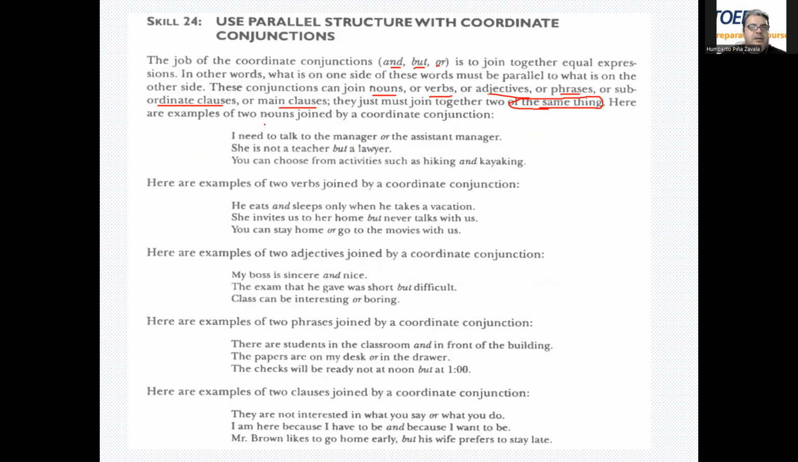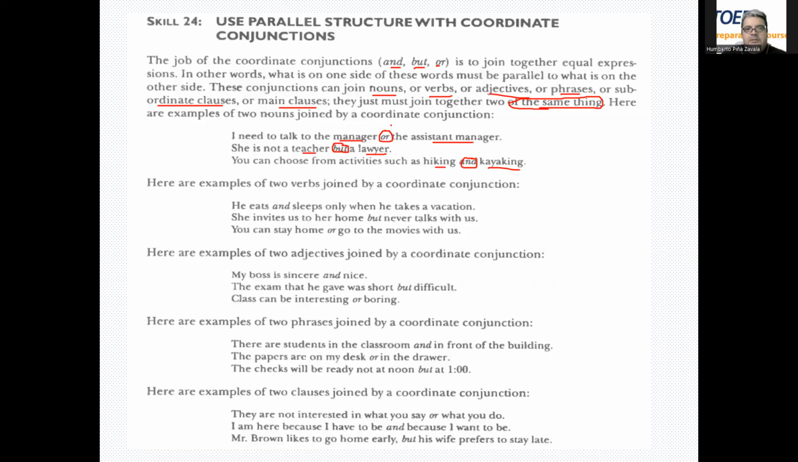Here are examples of two nouns joined by a coordinate conjunction. I need to talk to the manager or the assistant manager. So we got two people, two occupations, joined together with or. She is not a teacher, but a lawyer. Right? Teacher, lawyer. You can choose from the activities such as hiking and kayaking. Right? So here we got the coordinate conjunctions or, but, and.